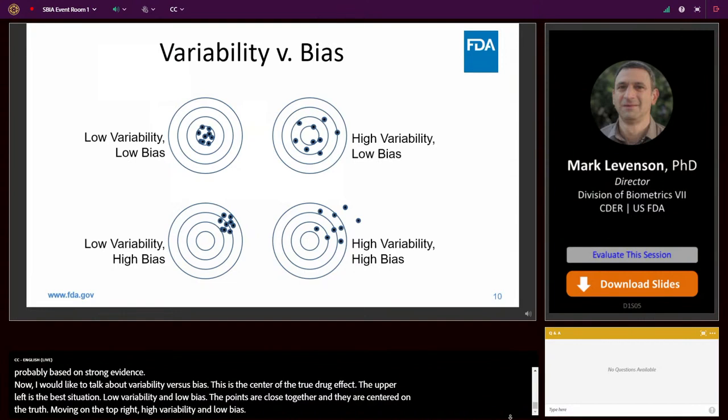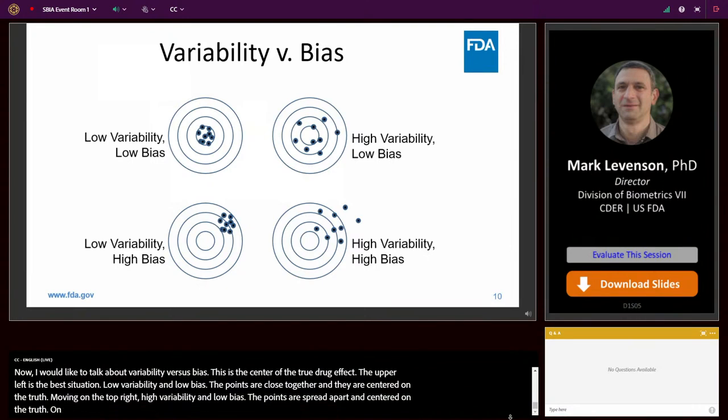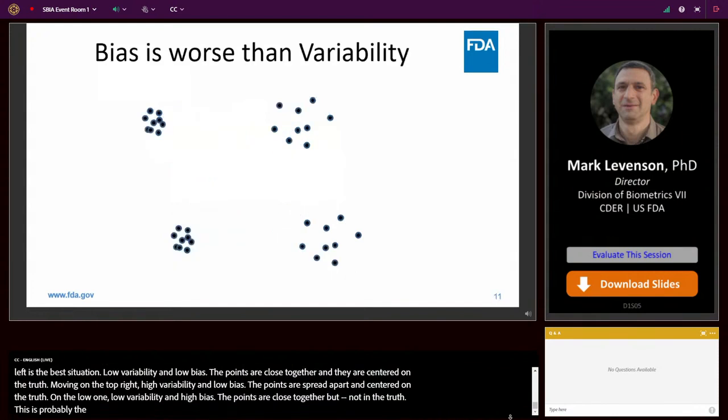In the lower left, we have low variability and high bias. The points are close together but are not centered on the truth. Finally, in the lower right, we have the worst case of high variability and bias. Well, if only it was that easy.